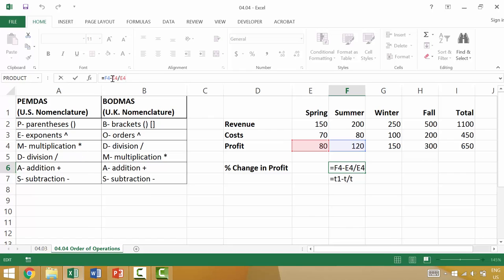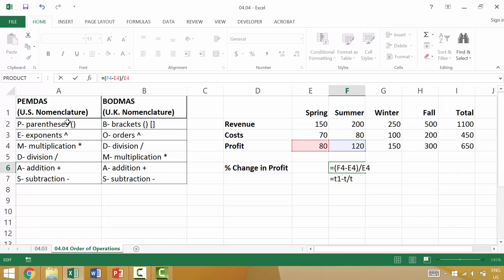Yes. So it's essentially doing this operation, E4 divided by E4, and then eventually getting to subtracting that product, or that result, from F4. So what we want to do is indicate to Microsoft Excel what to do first. And the way that we do that is by using brackets, or in the US we call them parentheses.